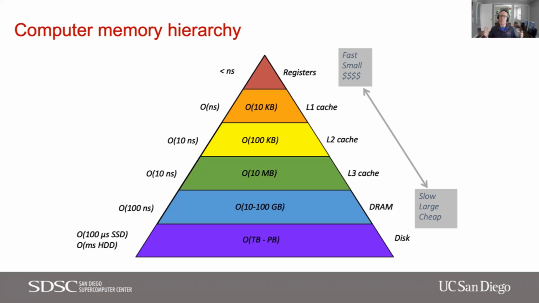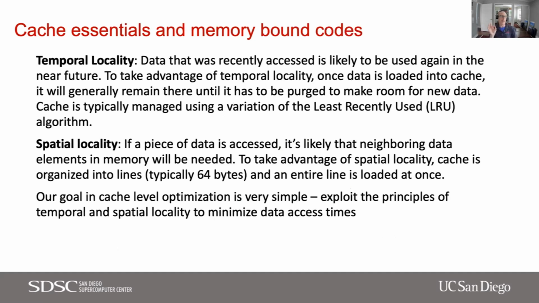But since it's so much larger, that 10 gigabytes is so much larger than any of those cache levels, whatever was in there earlier is eventually going to have to be pushed out. But again, if we put something into cache, we'd like to use it as much as possible. Now, spatial locality, the idea behind this is that if a piece of data is accessed, it's likely that neighboring data elements in memory will also be needed.